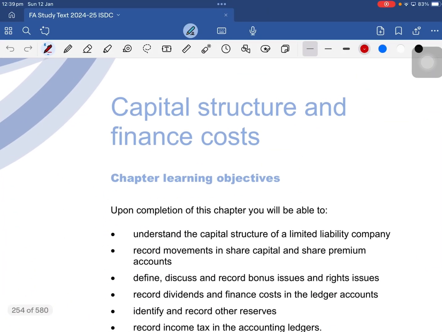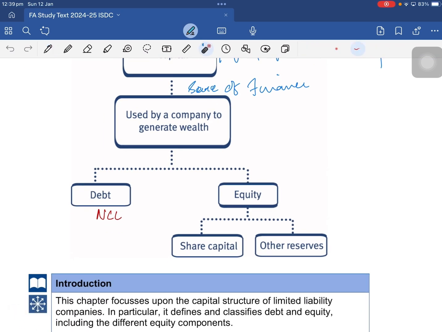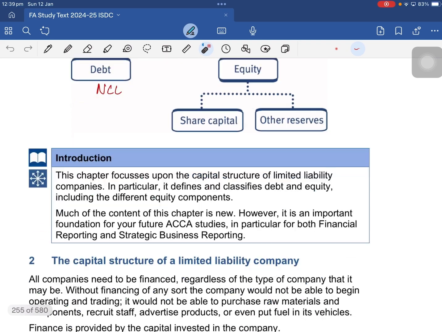This is the 12th chapter, capital structure and finance cost. Okay, so I'm just going to summarize. Business needs funds in order to survive, right? And that fund comes from two sources. One is by taking debt and the other is through capital. Okay, capital we say equity, right?